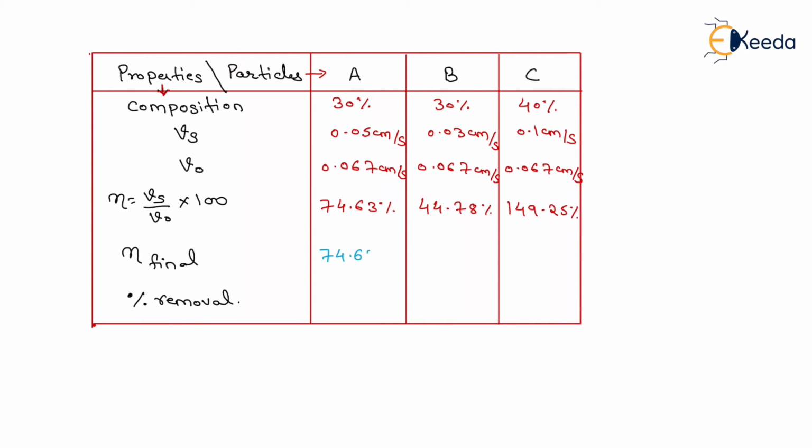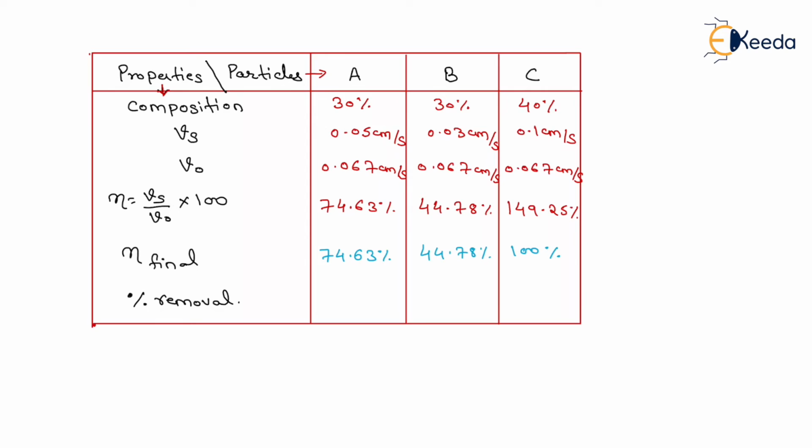Now we need to write here the final efficiency. 74.63% is generally feasible. 44.78% is also feasible, but efficiency will never be greater than 100%, and for particle C the efficiency is coming out as 149.25%, so we have to make this 149 equal to 100%, because efficiency will never be greater than 100%.